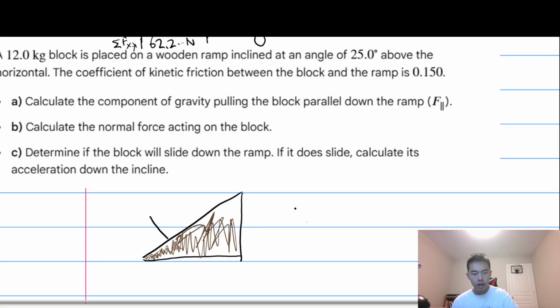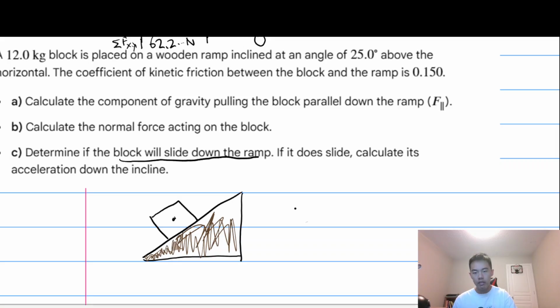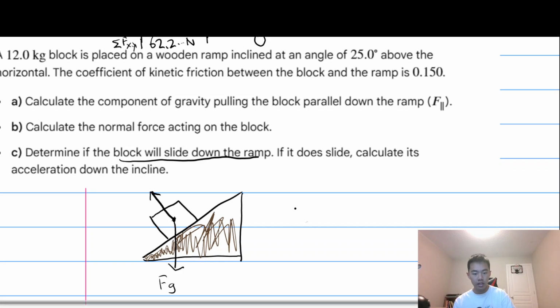And there's a block on the ramp. So we're trying to see if this block will slide down the ramp. This is our final thing, right? So we can just assume that right now it's at rest, for this moment. So there's gravity. And normal force is just perpendicular to the surface the object is resting on. So it would look like this.